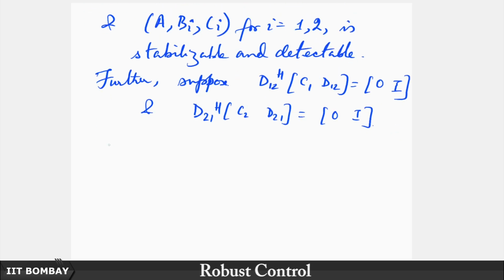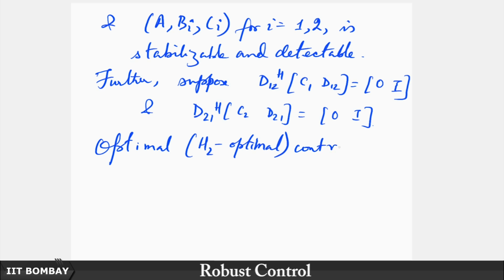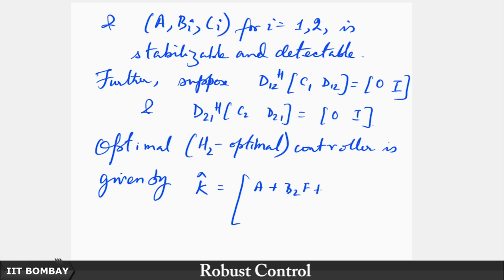Optimal in the sense of H2 optimal. So, the optimal controller is given by K hat is equal to A plus B2F plus LC2 minus LF0.